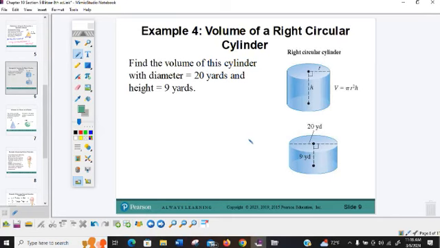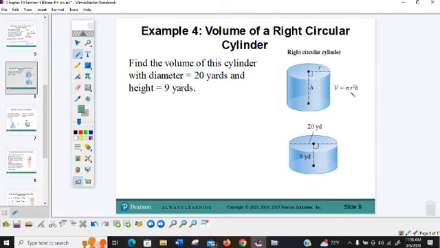Right, in this video, we're going to look at volume of a right cylinder, a circular cylinder. We're going to look at volume of a sphere and a cone. This says find the volume of this cylinder with a diameter of 20 yards and a height of 9 yards. Okay, so diameter is all the way across.